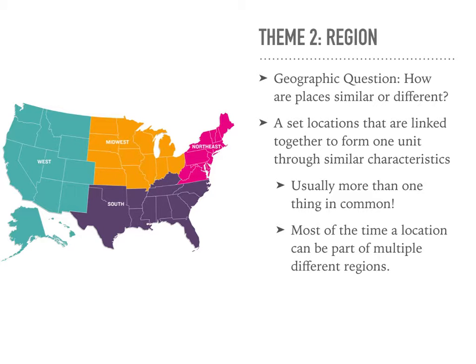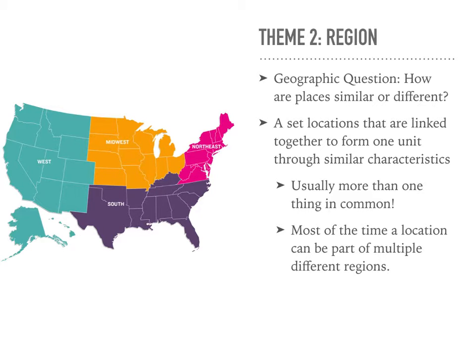Most of the time, a location can be part of multiple different regions. For example, Mississippi is a part of the South, but Mississippi is also part of what we call the Gulf Coast states. Both of those are regions. Mississippi is part of both of them.